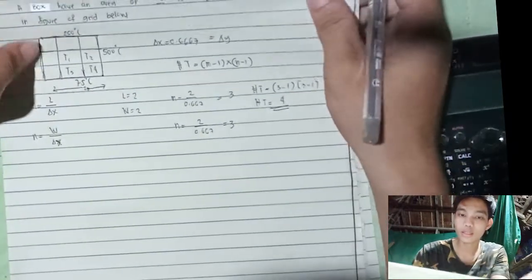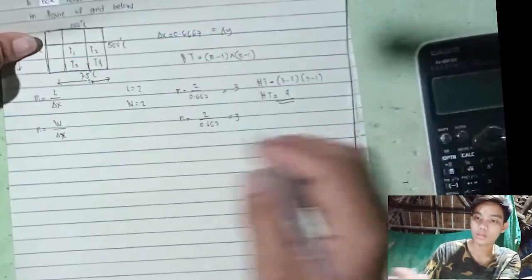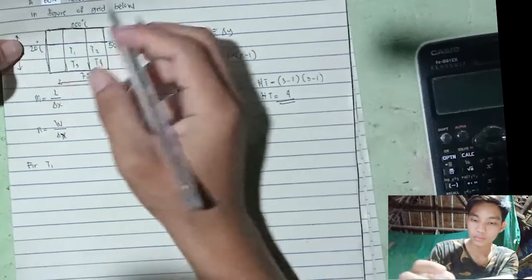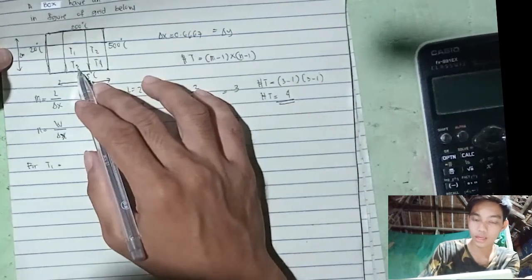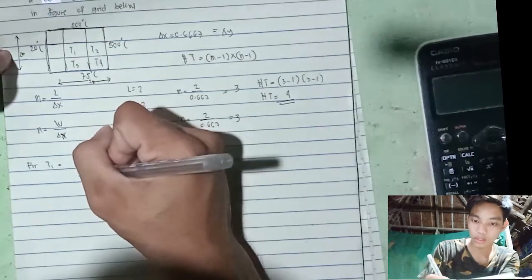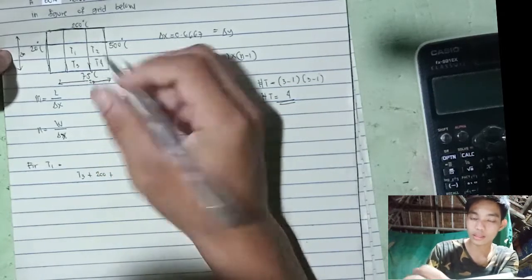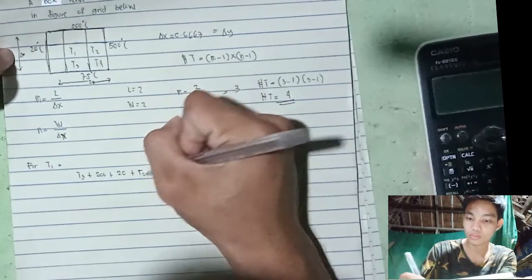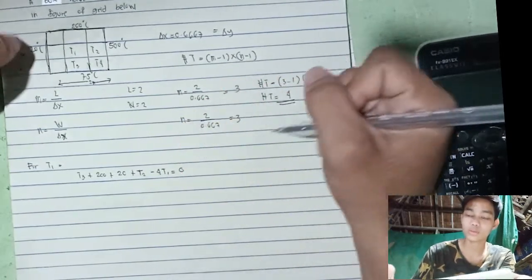So, for our solution, madali na lang natin itong solve kasi alam naman natin yung ating pattern lagi for our T1. So, for T1 muna tayo. We have T3 plus at the top which is 200, plus at the left, which is 220, plus at the right, which is T2, minus 4 T1, which is yung hinahanap natin, which is equal to 0.